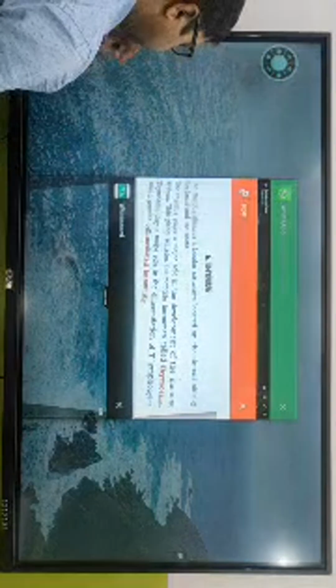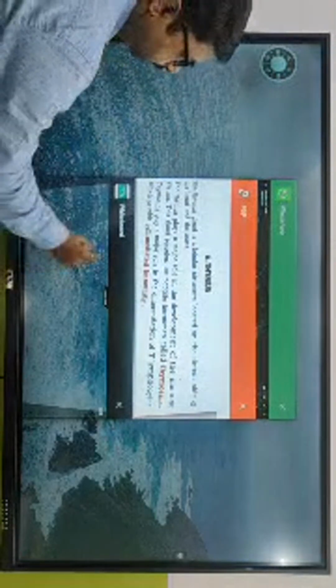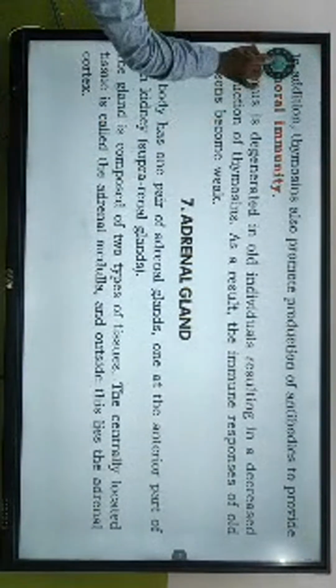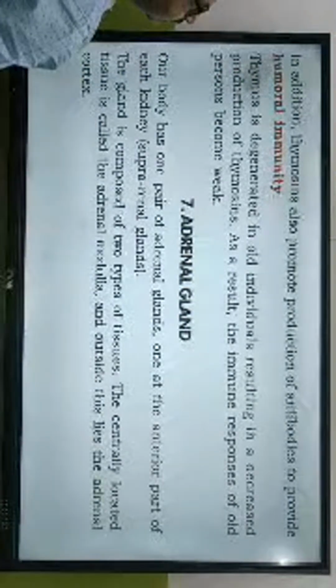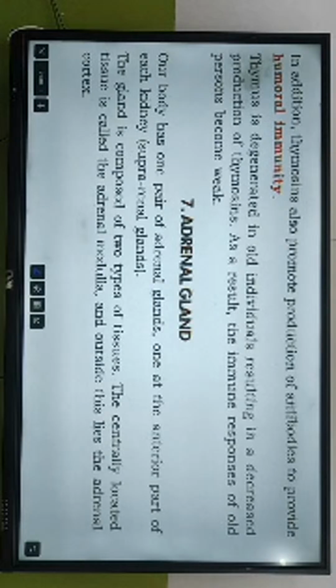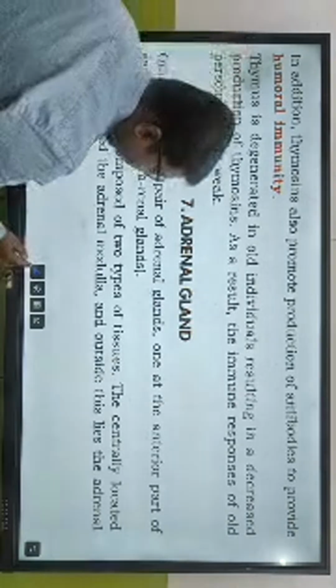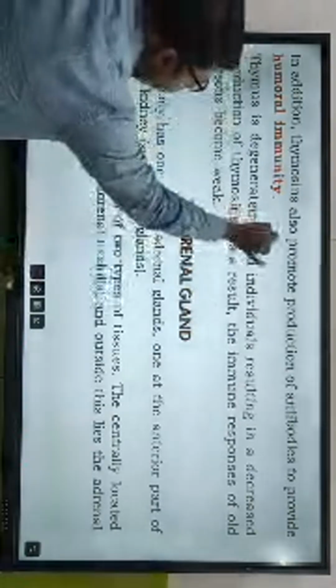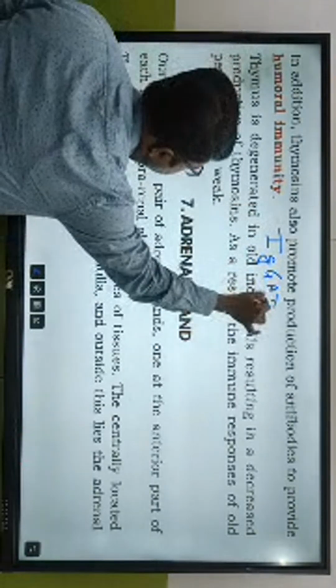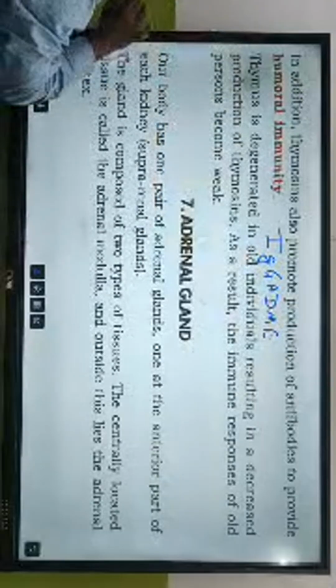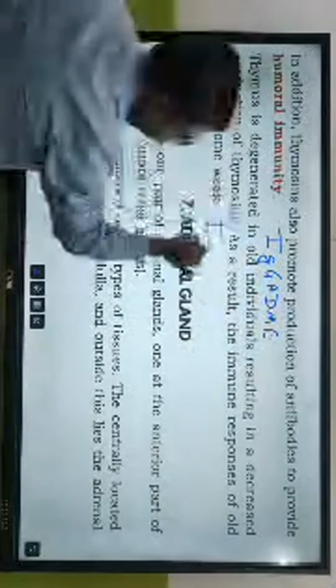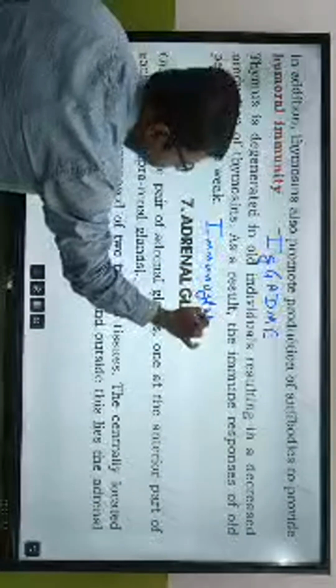Okay. Let's see what our NCERT has got to say about it. Now, in addition, thymosin also promotes production of antibodies to provide humoral immunity. Now, how many types of antibody do we have? IgGADME. What does Ig stand for? Ig stands for immunoglobulin.